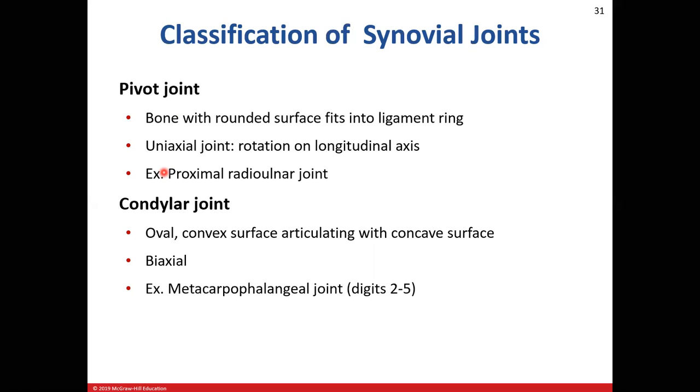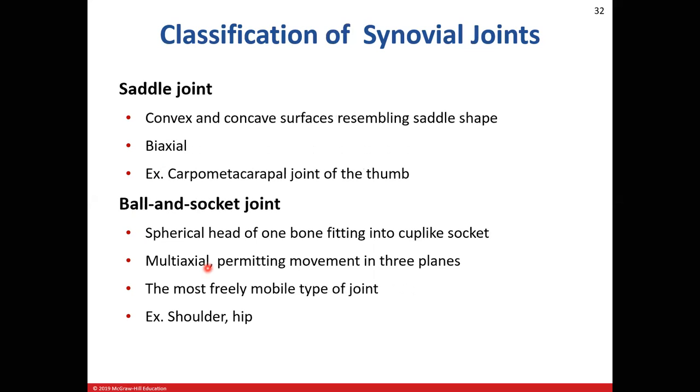A condylar joint is our fourth synovial joint. This is where we have an oval convex surface articulating with a concave surface. Condylar joints are biaxial. These are going to be the joints that we find at the metacarpal phalangeal region, where the metacarpals meet the phalanges, at digits 2 to 5 of the hand.